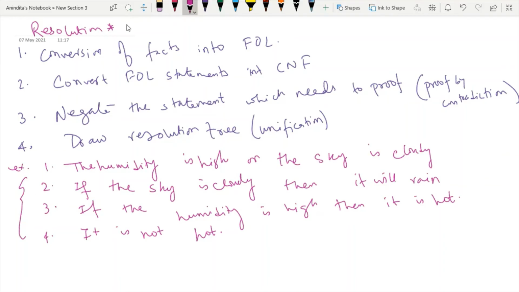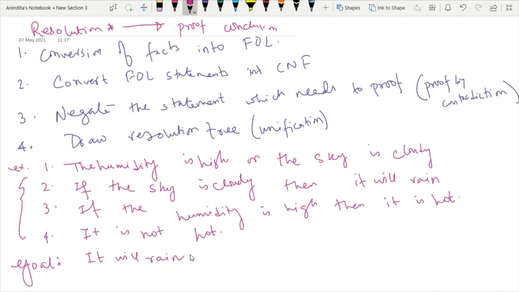However, the intention of this resolution algorithm is to prove something. To prove what? We have to prove some conclusion. So, what I am going to prove should be given. Whatever we are going to prove is known as the goal. So, what is the goal? What do we have to prove? We have to prove whether it will rain or not. So the goal given is, it will rain.